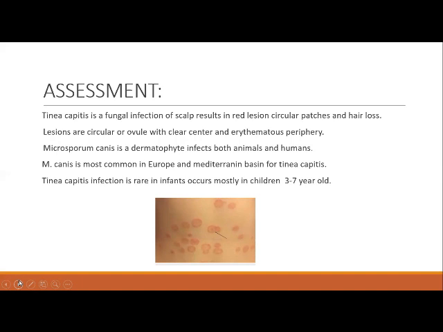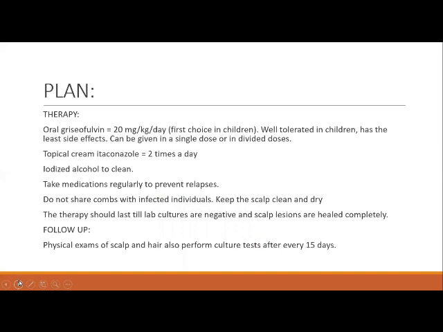Microsporum canis is most common in Europe and Mediterranean basins. For tinea capitis, as the child is from Italy, he might have gotten it from there. And Microsporum canis is a very common species there, so it correlates with the child's condition. Tinea capitis is very rare in infants and it occurs mostly in children who are aged between 3 to 7. Now coming to the plan, the therapy is a combined therapy.